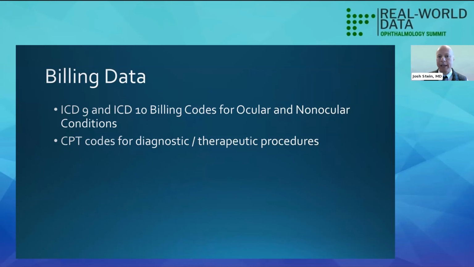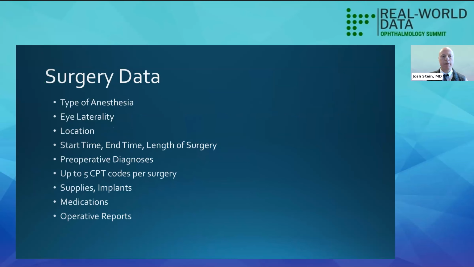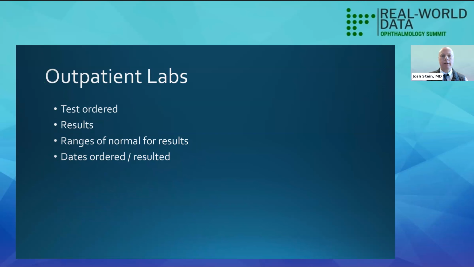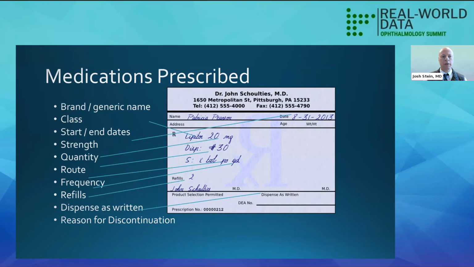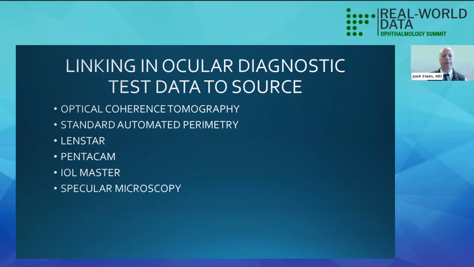For billing codes, we're capturing both ocular as well as non-ocular conditions and all the CPT codes for visits, diagnostic and therapeutic procedures. All the details of a surgery, including the timestamps when the patient entered and exited the OR, all the CPT codes, supplies, implants, intraoperative medications, lab tests and results, including hemoglobin A1Cs, all your standard medication, prescription information.